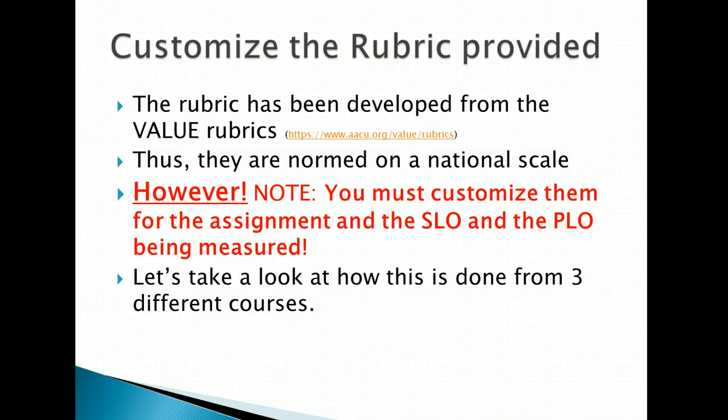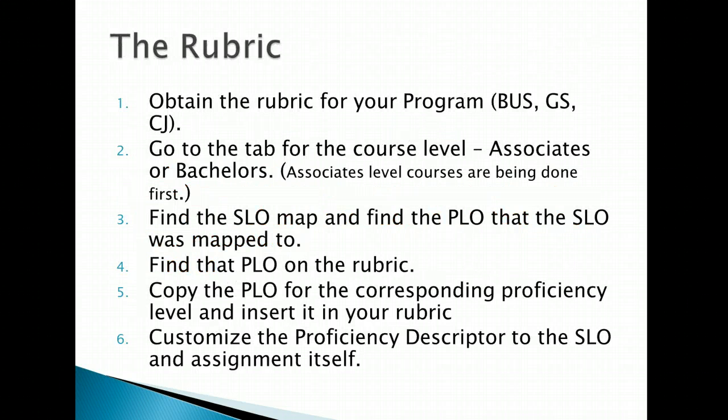It's actually from two different courses, but three different SLOs. So the first step is to obtain the rubric for your program: business, general studies, criminal justice, or allied health. Second, go to the tab for the course level, associate's or bachelor's. Third, find the SLO map where you have mapped the course student learning outcomes to the program learning outcomes.